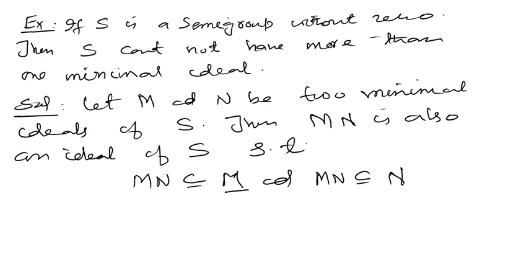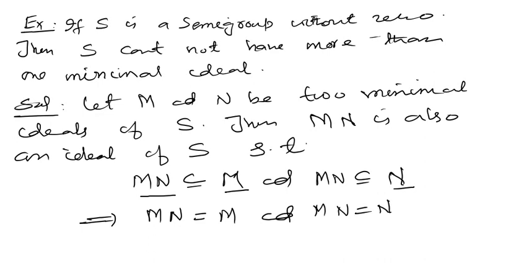But M is minimal and MN is contained in M. It implies that MN is equal to M. And second, N is also minimal, MN is an ideal contained in N. This means that MN is equal to N. So both M and N are equal to MN, which implies that M is equal to N. So there is at most one. If there is one, it will be only one.